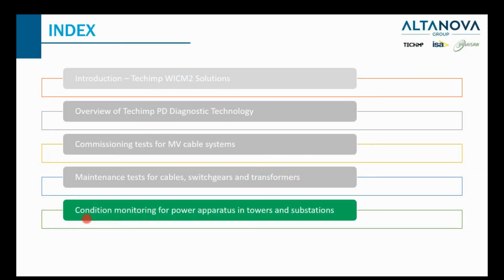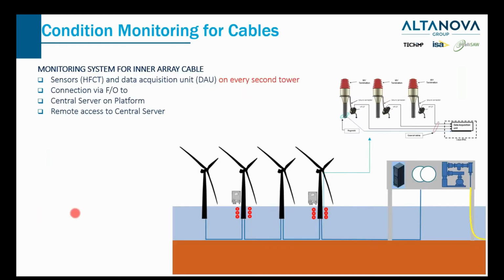So that leads to another topic: condition monitoring. Normally, we refer to it as permanent monitoring for the power apparatus in the towers and the substation. The condition monitoring system configuration, or the sensor installations, will be quite similar to online testing. If we're talking about the cables, we use HFCTs. If we're talking about transformer switchgears, we have some other sensors that we can use.